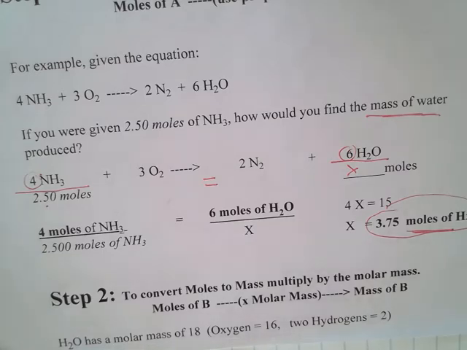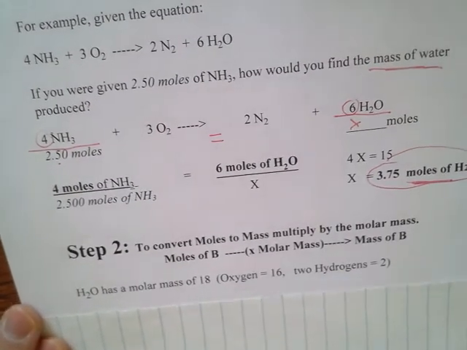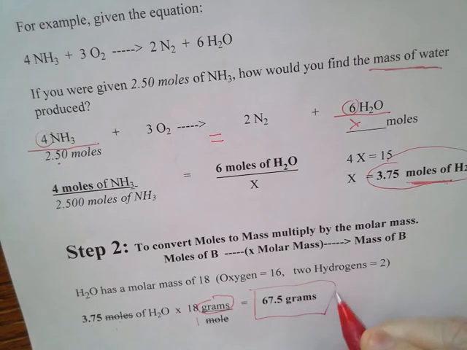So what is the molar mass of water? Well, water's molar mass is 18, because oxygen weighs 16 and 2 hydrogens weigh 1 each, so that's 2, and 16 plus 2 is 18. So the final step is just a conversion. We are going to convert that 3.75 moles of water, times 18 grams per 1 mole. Notice that the moles cancel. That just leaves us with grams. 3.75 times 18 is 67.5 grams of water. And that is the answer. And that is how you do a mole to mass stoichiometry.